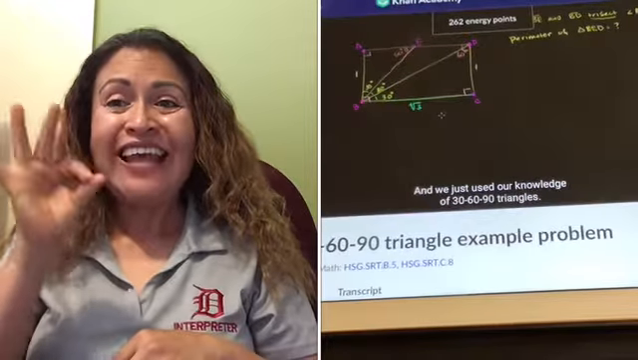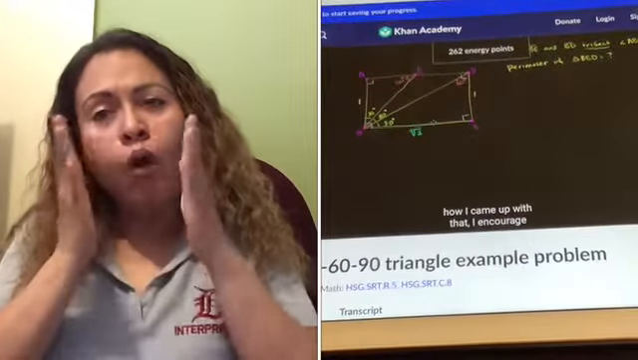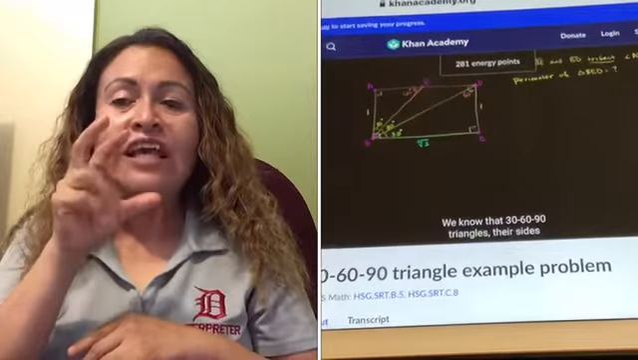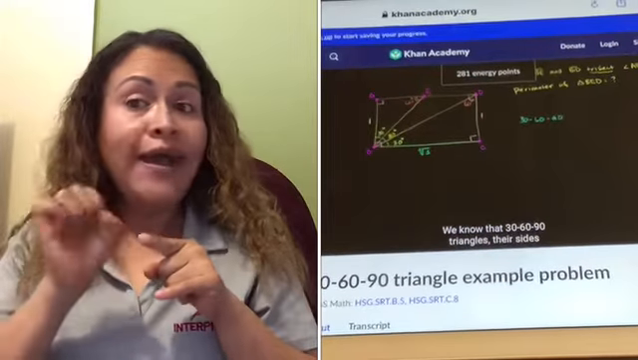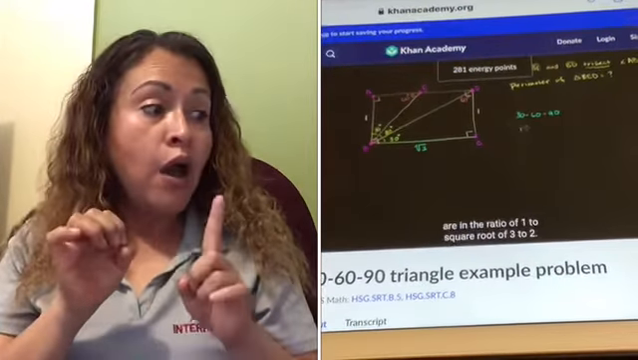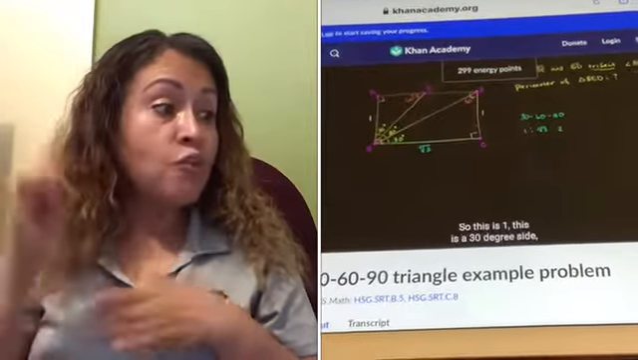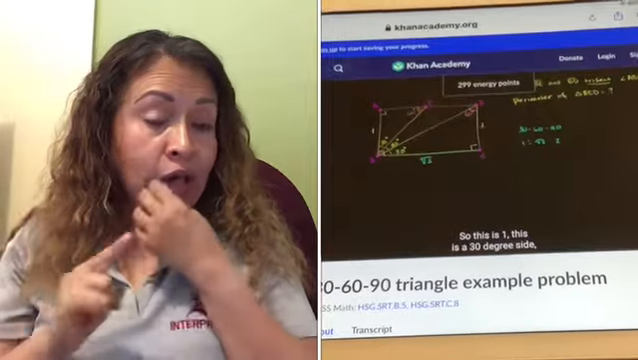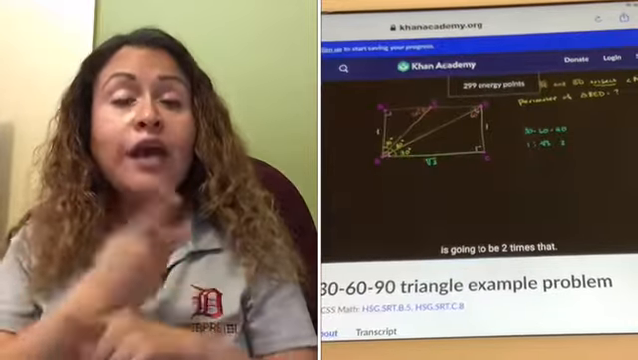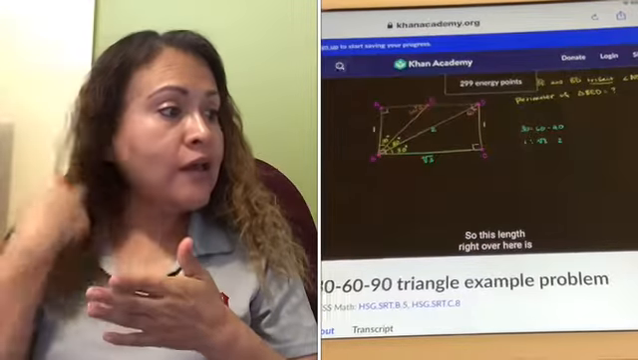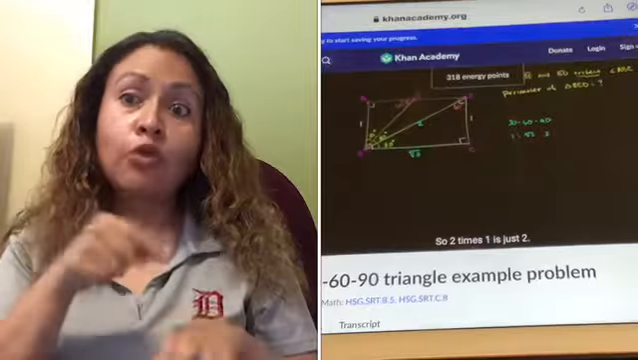If that was a little bit mysterious how I came up with that, I encourage you to watch that video. We know that 30, 60, 90 triangles, their sides are in the ratio of 1 to square root of 3 to 2. So if this is 1, this is the 30-degree side, then this is going to be square root of 3 times that, and then the hypotenuse right over here is going to be 2 times that. So this length right over here is going to be 2 times the side right over here, so 2 times 1 is just 2. So that's pretty interesting.